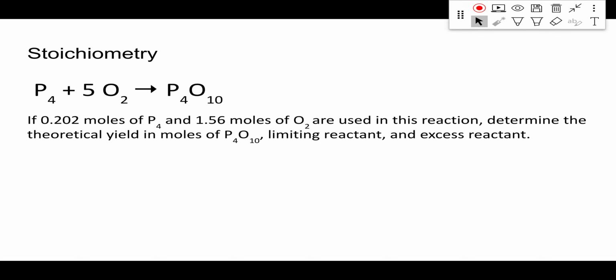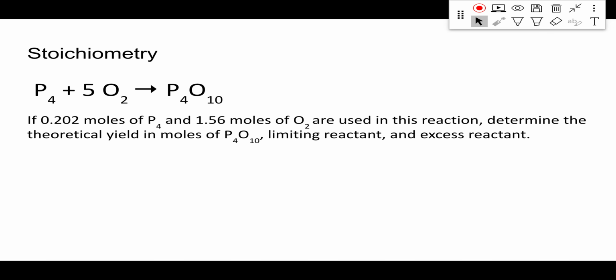So let's do a couple stoichiometric calculations. For limiting and excess reactant problems, you have to do two stoichiometry conversions. You have to use what the problem gives you and do your conversions. So in this one, the equation is already balanced, so that's nice. We don't have to balance it.